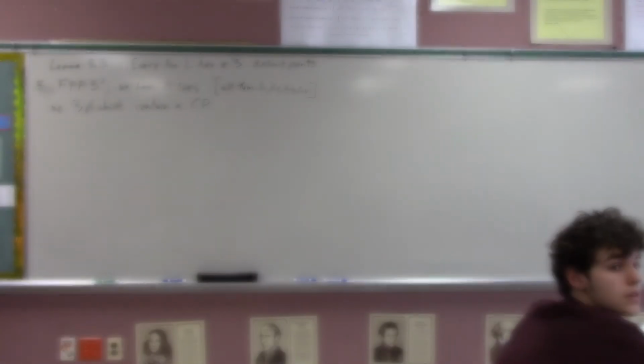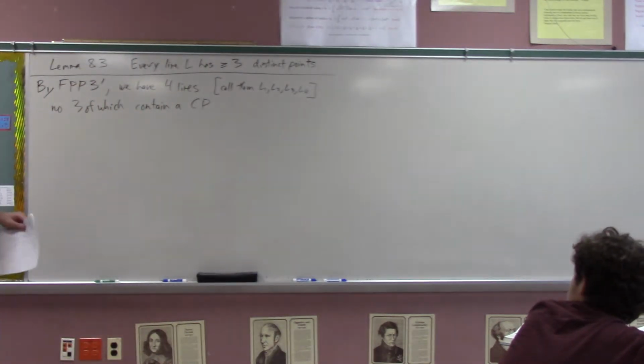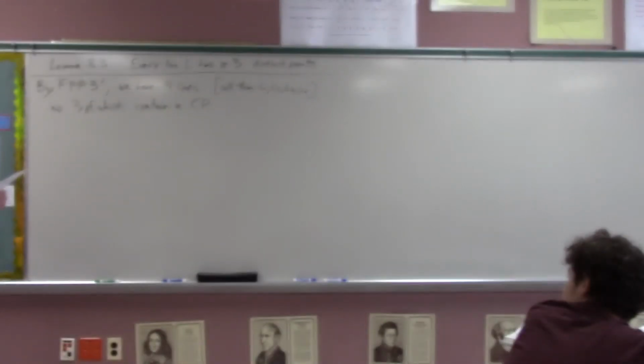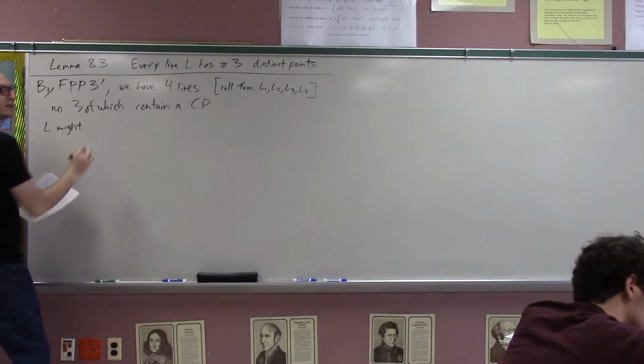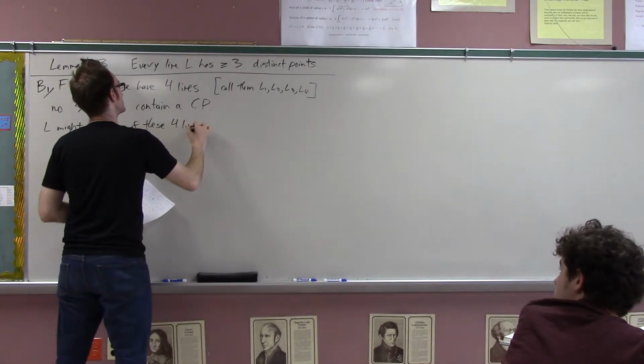Well, we have an arbitrary line L. So what we're now doing is we're saying take any line whatsoever L. And what I'm going to show is that L has at least 3 points. Well, L might be one of these lines or not. This is so abstract. L might be one of these 4 lines or not.